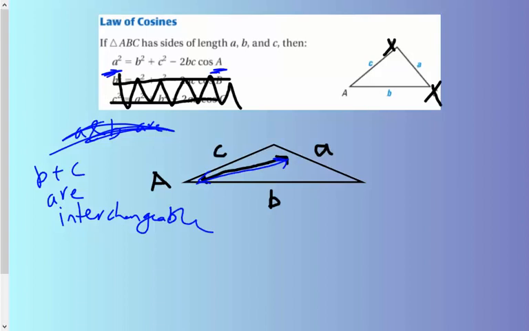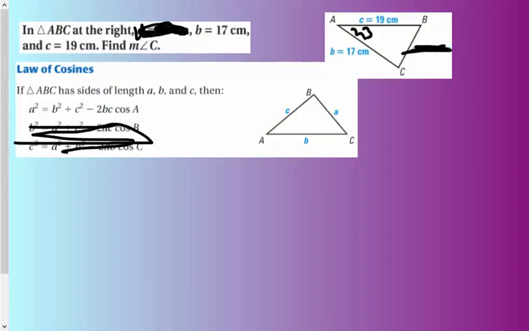Okay, so let's give this a try here. I'm going to start with this problem right here. What I'm going to do is find the side opposite of A. We're going to call that, actually I'm just going to call it little a. So what we're going to do is apply this formula.